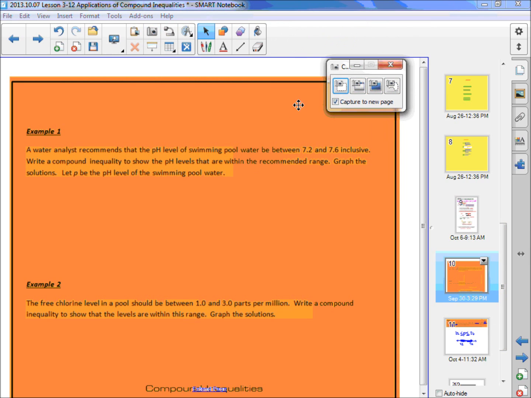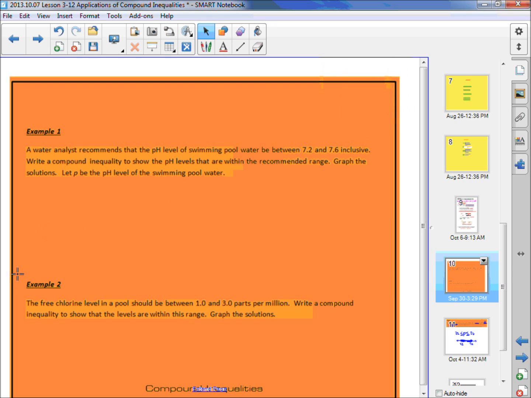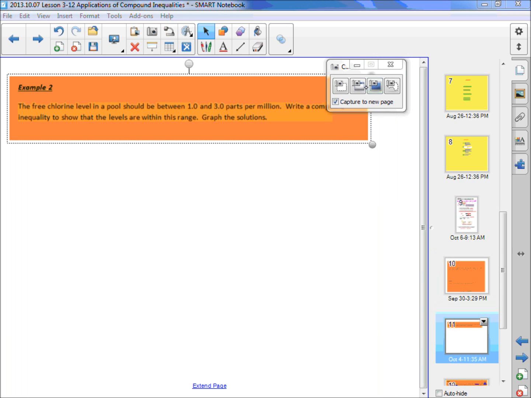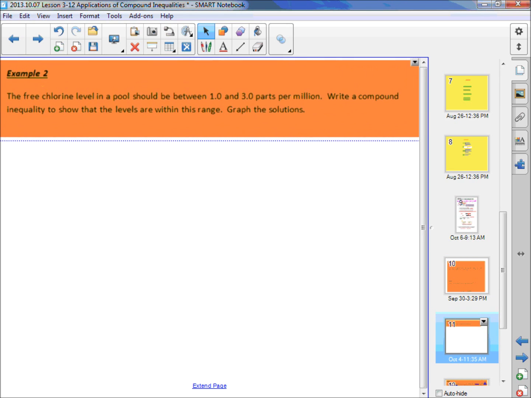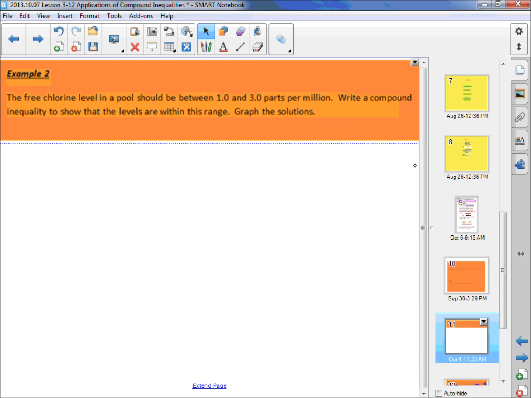And then for example 2, it says the free chlorine level in a pool should be between 1.0 and 3.0 parts per million. Write a compound inequality to show that the levels are within this range and graph the solutions. It doesn't tell us what variable to use, so I'm just going to put C for chlorine level.